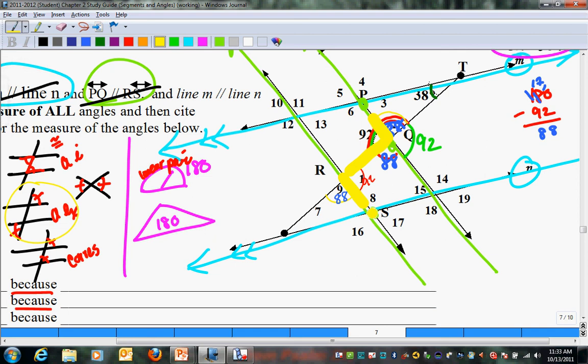R. Yes, you can. What's R going to be? 92. Got it. 92. What else can you do? Find that blank spot. 88. Lovely. 88. I get this now. Okay? What else can you find?